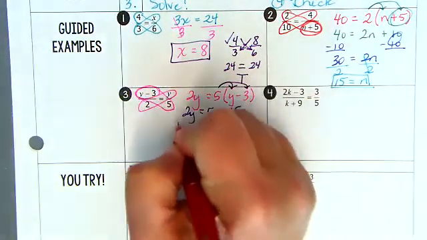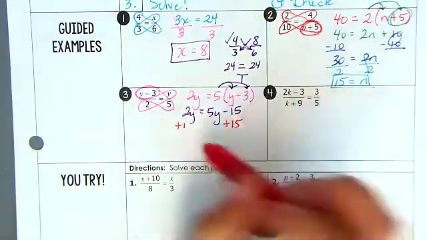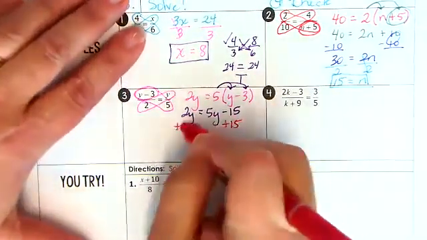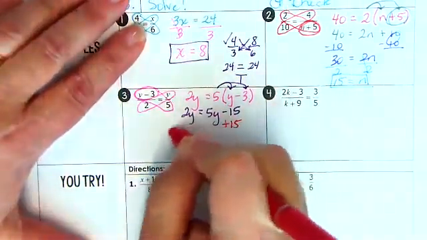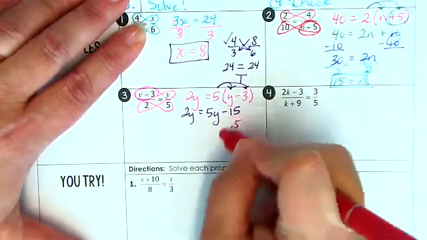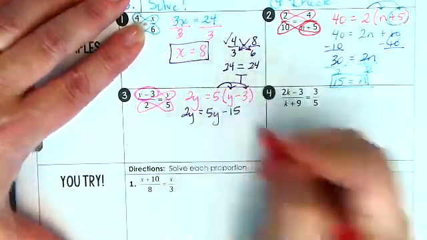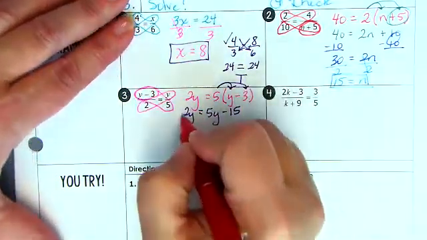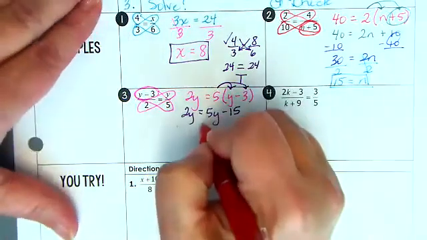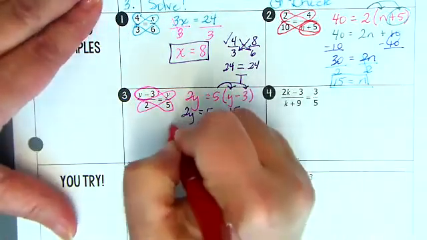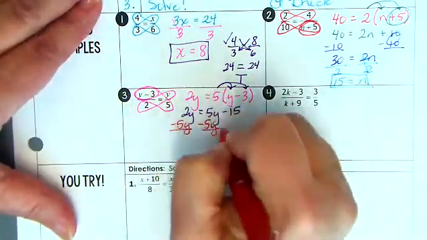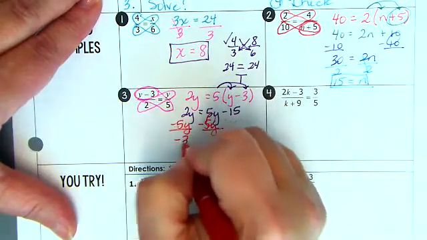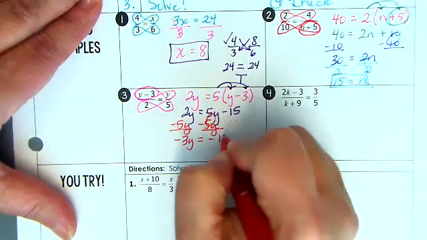Add 15. Oh, no. I can't add 15 yet because that is not like terms. I want to get all the y's to the same side. So I can't move the 15. I need to move the 5y because I want to get the y's on one side, the constants on the other. So I subtract 5y from both sides. This zeroes out, and I'm left with negative 3y equals negative 15.